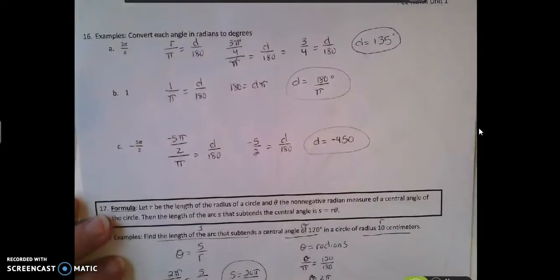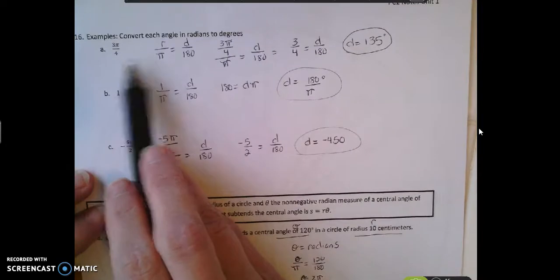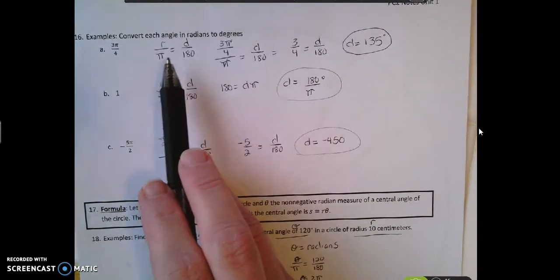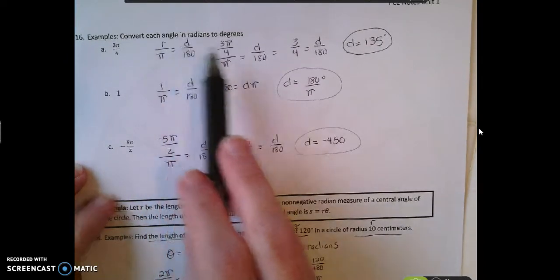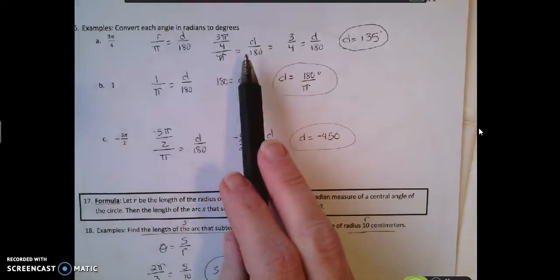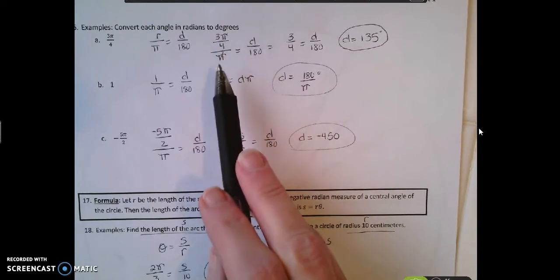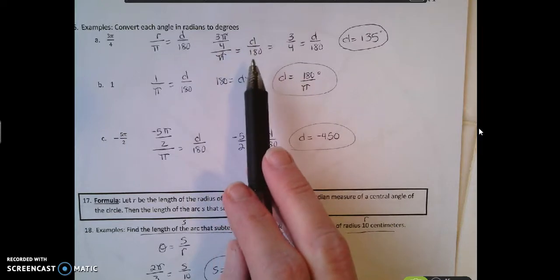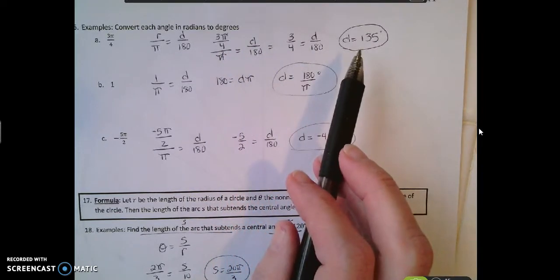Okay, in the next examples we're going the opposite direction. This time I'm going from radians to degrees. I use the same formula, where R is the radians and D is the degrees. So I'm taking radians over pi equals degree over 180. The pi's cancel out, and I'm left with 3/4 equals degree over 180. When I cross multiply, I get degrees as 135.